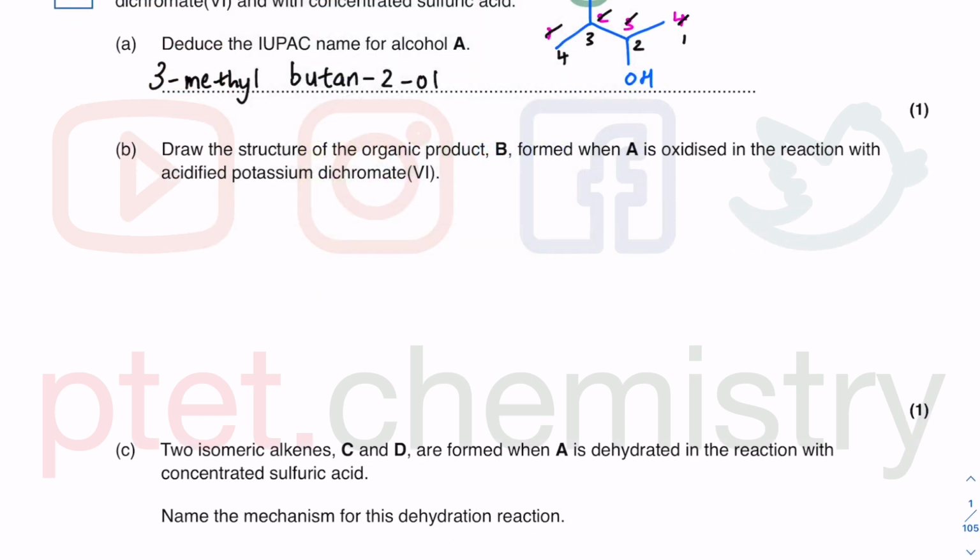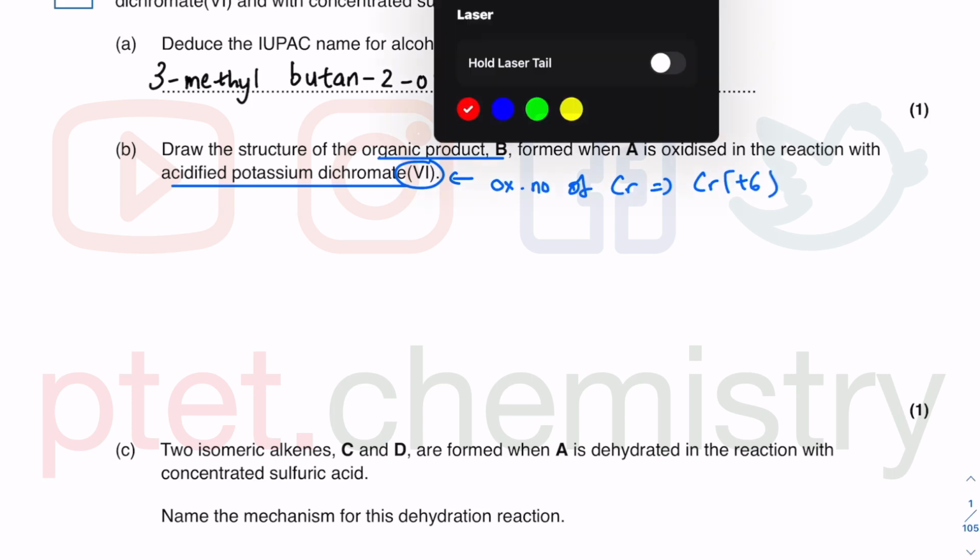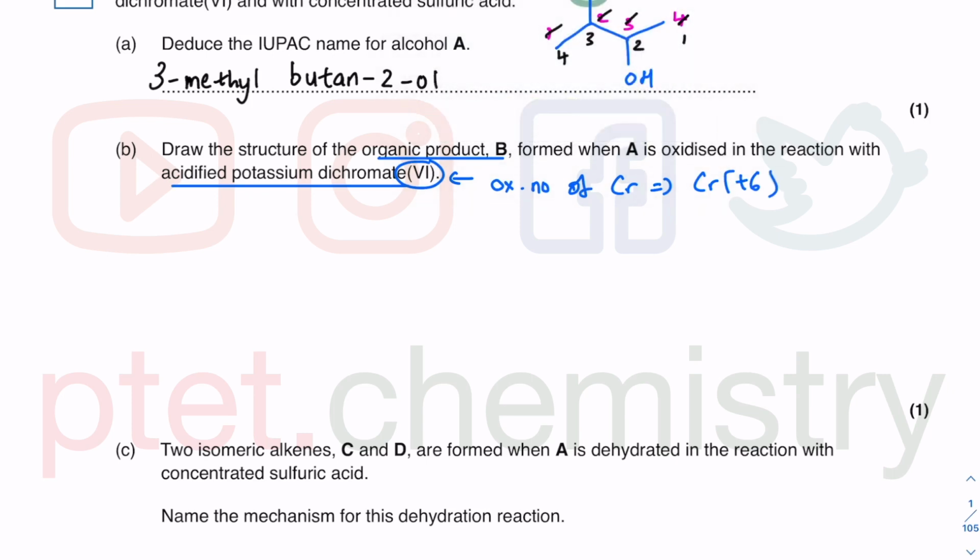Now draw the structure of the organic product when you oxidize it using acidified potassium dichromate(VI). So this 6 there is the oxidation number of chromium. This is saying that chromium is plus 6. This is the shorthand notation for writing that the oxidation number of chromium is plus 6. The plus is essential for oxidation number as you need to specify the charge and not just the value, unless it's 0 there.